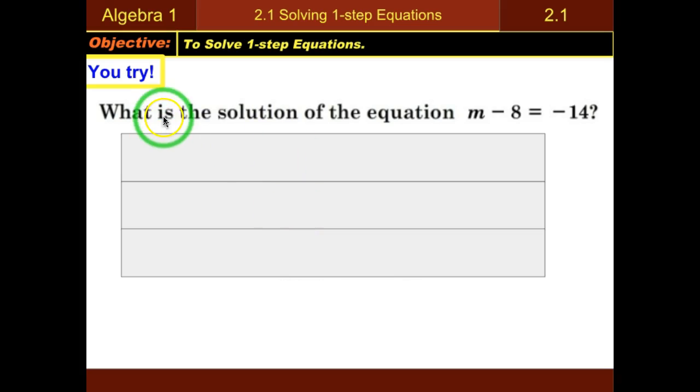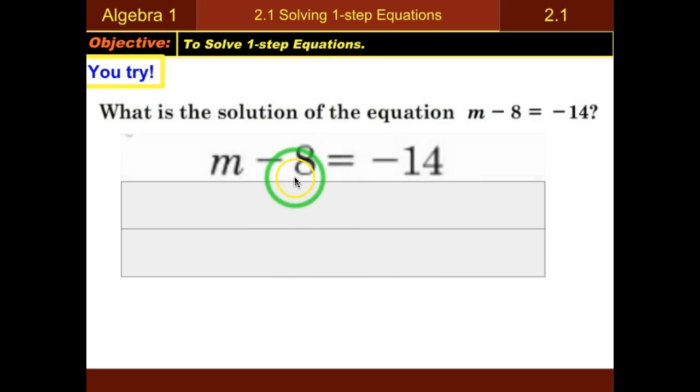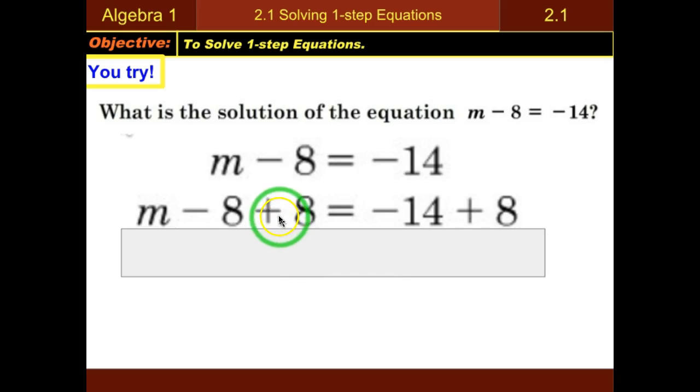So once again, if you didn't already try this one, you want to pause it. And what we're looking at here is a -8. So the opposite of that would be to add 8. So I'm going to add 8 to both sides. I add it on here and I add it over here. This side, -8 plus 8 is 0.